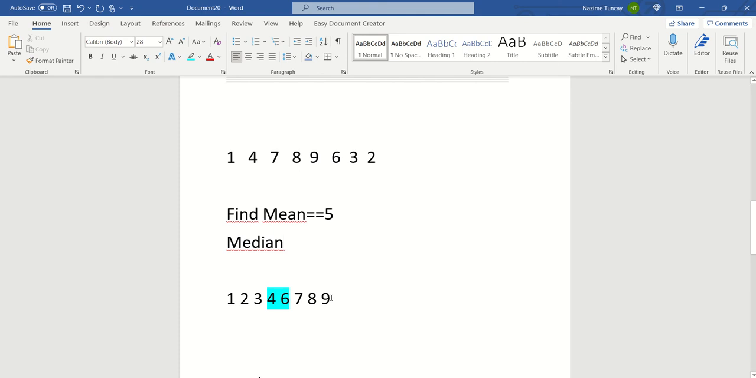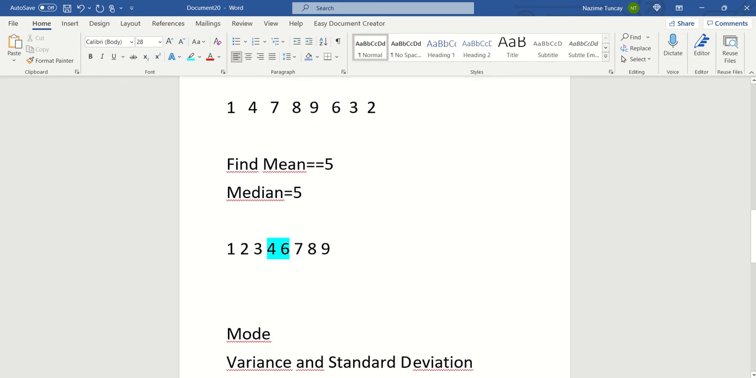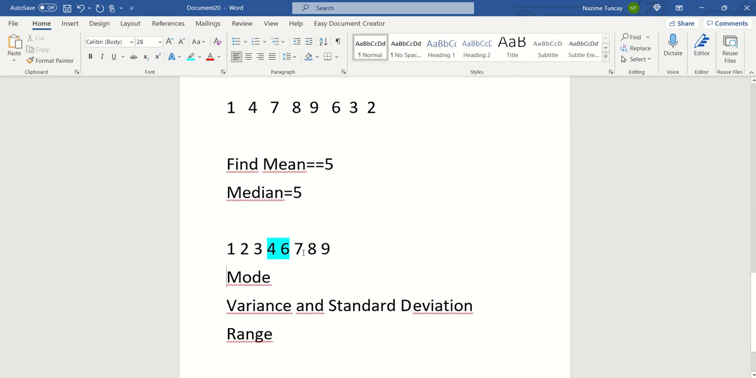Okay. Now here, I have 4 and 6. I add them and divide by 2, and that's 5. So the median is 5 here. Any questions? No. So what is mode? Mode, we can say we have no mode, or yes, all of them are mode. No mode, we can say.